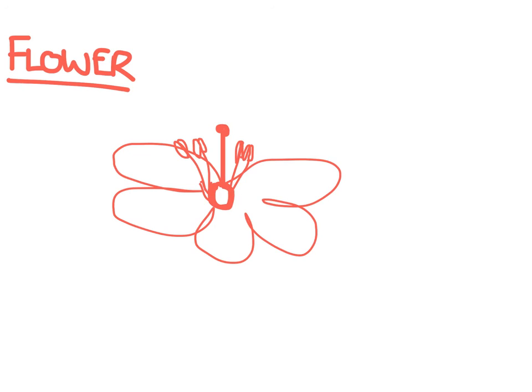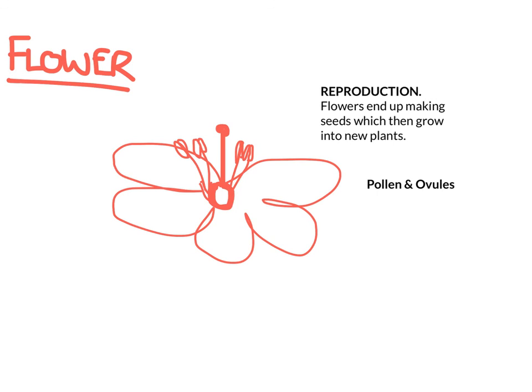The purpose of a flower is for reproduction, to make new plants. That's the sexual organs of a plant. Plants produce pollen and ovules in their flowers, and when these mix together, they produce seeds.